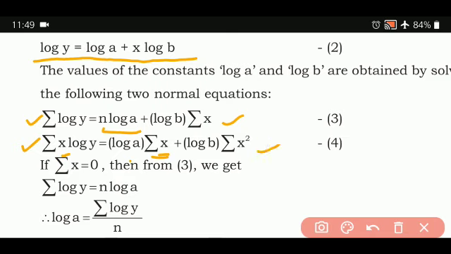Now here the same process, remember in the first method, that is linear or parabolic, we are always trying to make this particular equation summation x is equal to 0 so that our calculation becomes easy and we can easily get the values of the constants a and b, or here log a and log b. So when you put summation x is equal to 0, this particular term becomes 0.